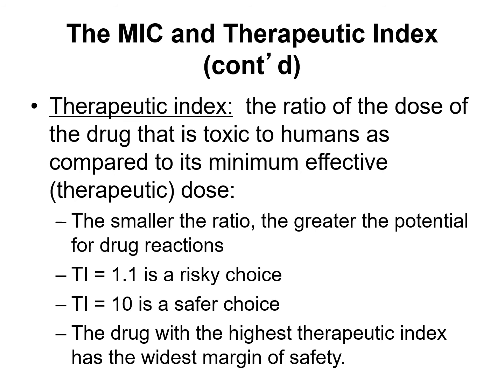So those medications we're not using as frequently, versus something with a therapeutic index of 10, which means, let's say it's 100 milligrams for it to be toxic, but only 10 milligrams to be effective. Well, we're not even giving you any, we're not close to that 100 milligrams. So it's a safe medication. We can give it. We're happy. The drug with the highest therapeutic index has the widest margin of safety.